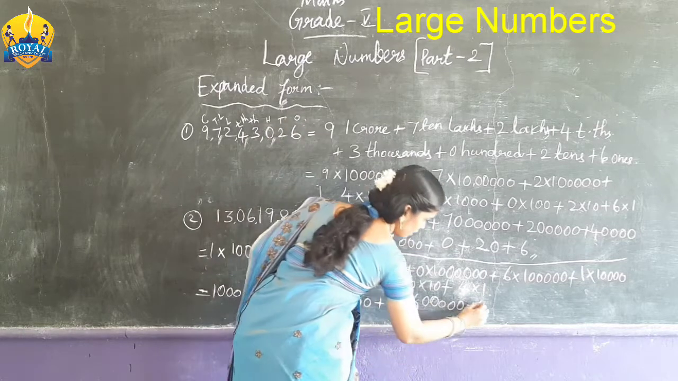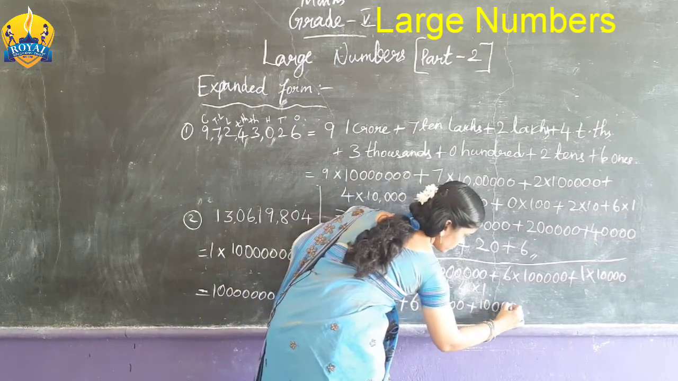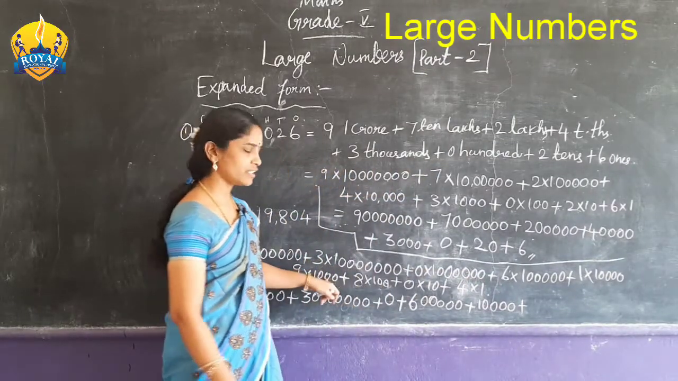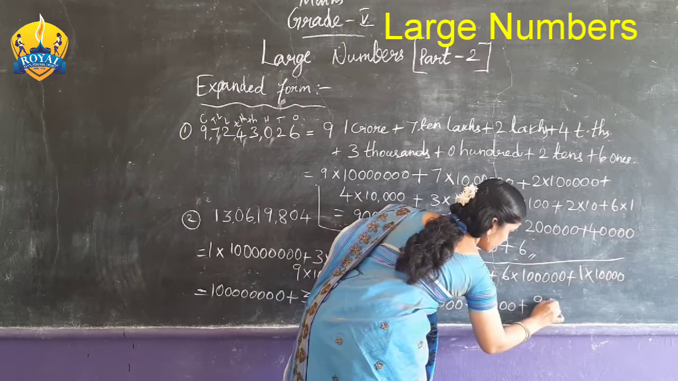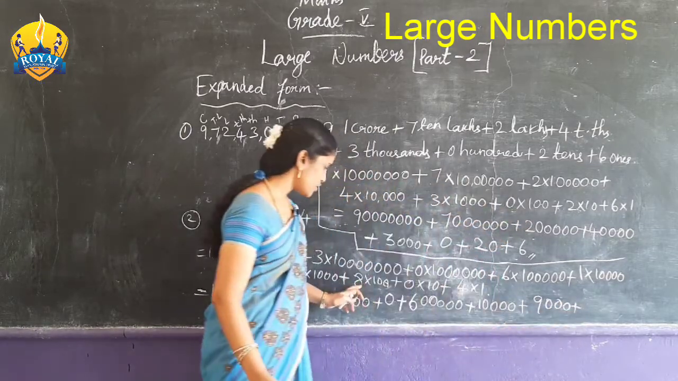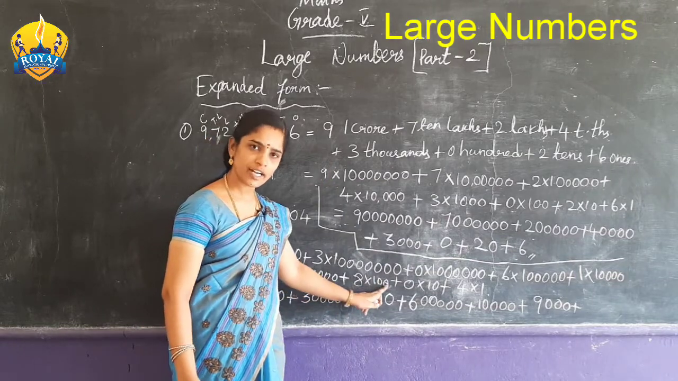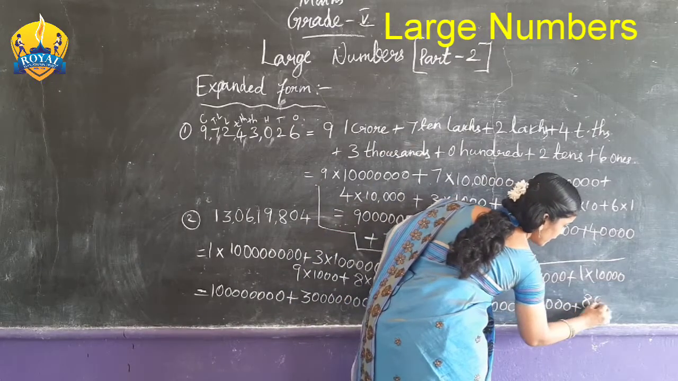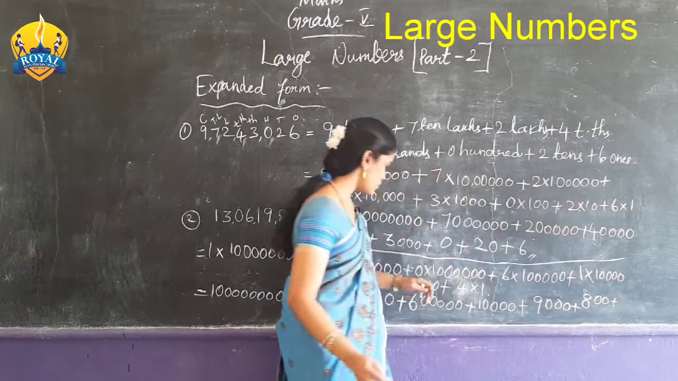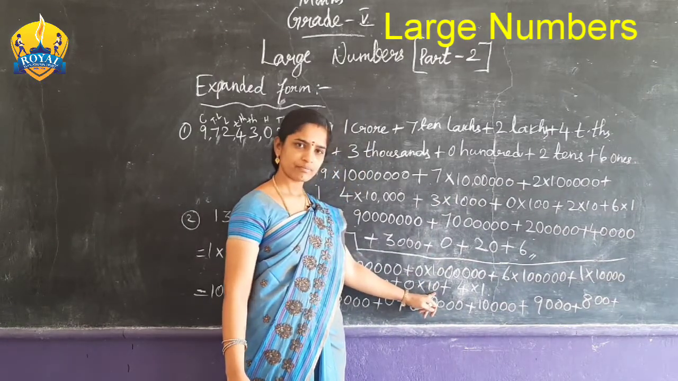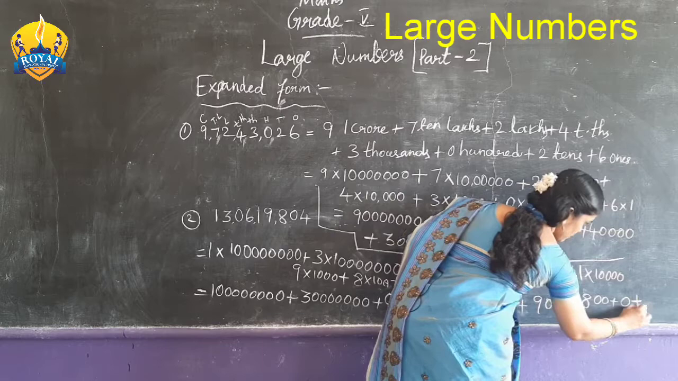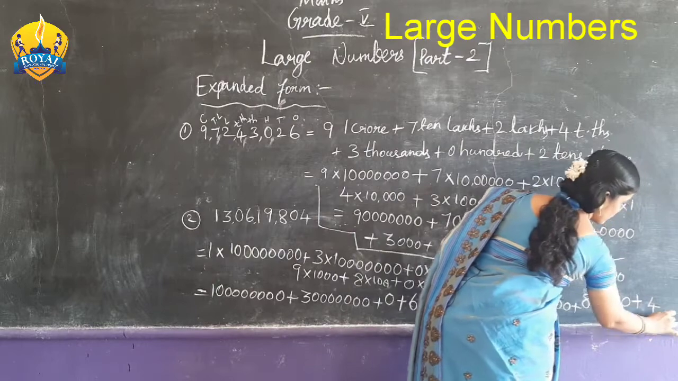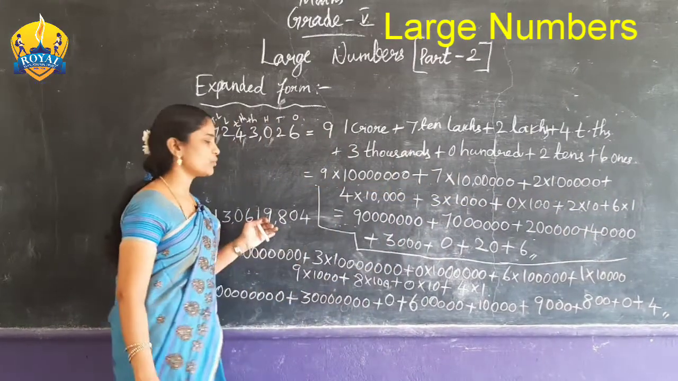Next one, 1 into 10,000, that is 10,000. The next one is 9 into 1,000, yes, 9,000, plus the next one is 8 into 100. 8 into 100? 800. Very good. The next one, 0 into 10. Very good. 0 plus 4 into 1, yes, 4. That is the expanded form of the given numbers.